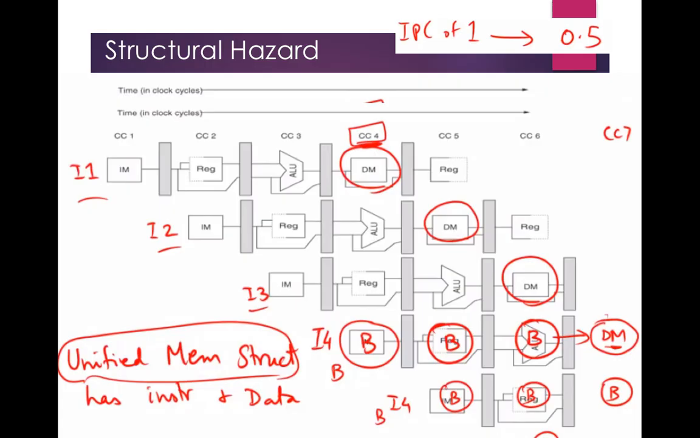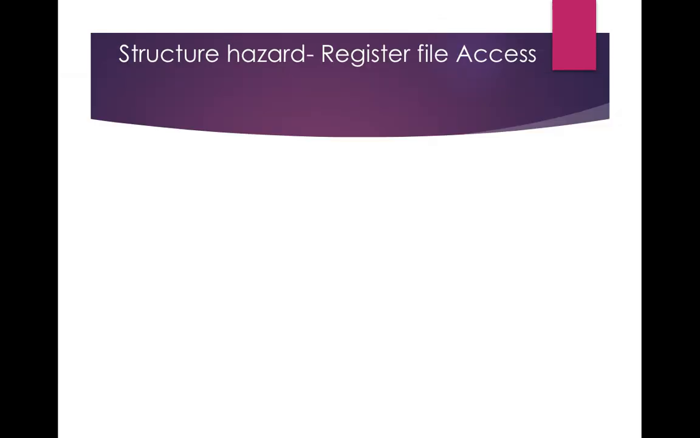If we provide a separate memory for instruction fetch, that is IM, and for data to be stored into the memory, that is DM, we can resolve the issue, but it will be more costly based upon the architecture. Currently, to resolve this structural hazard, they will use a separate memory for instruction fetch and to store the result into the memory. And the register file access.